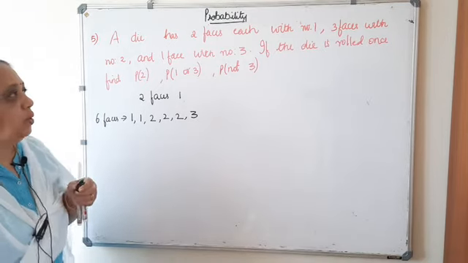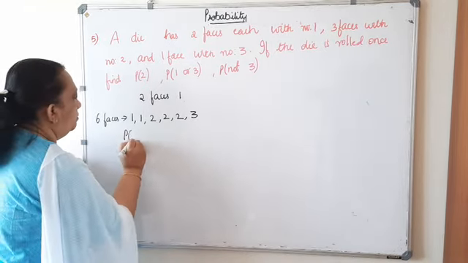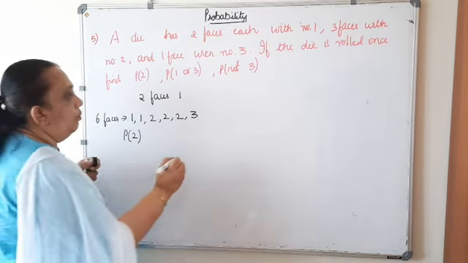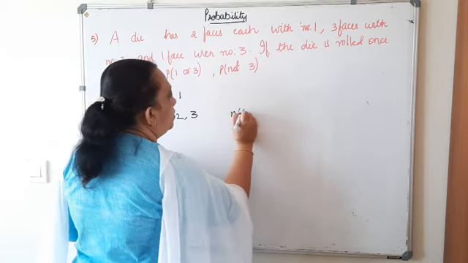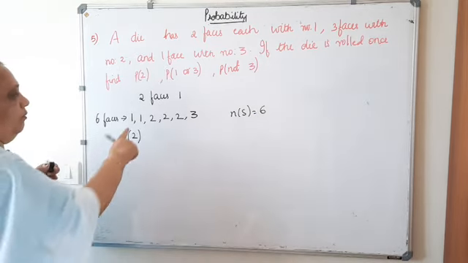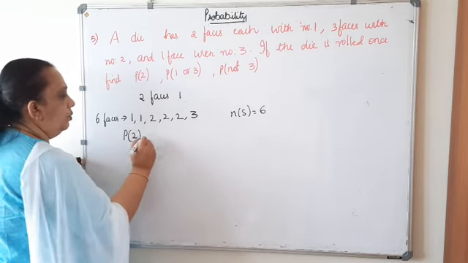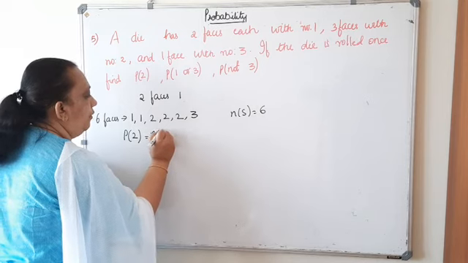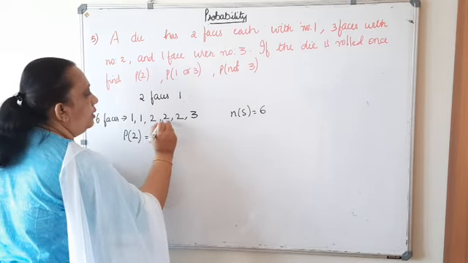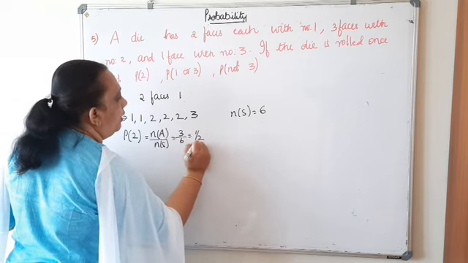If the die is rolled once, find the probability of getting a 2. What is the chance of getting a 2? So, what is n of S? The sample space consists of 6 outcomes, 1, 2, 3, 4, 5, 6. And what is the probability of getting a 2? It is equal to n of A divided by n of S. Getting a 2, 1, 2, 3. 3 divided by 6, which is equal to 1 by 2.